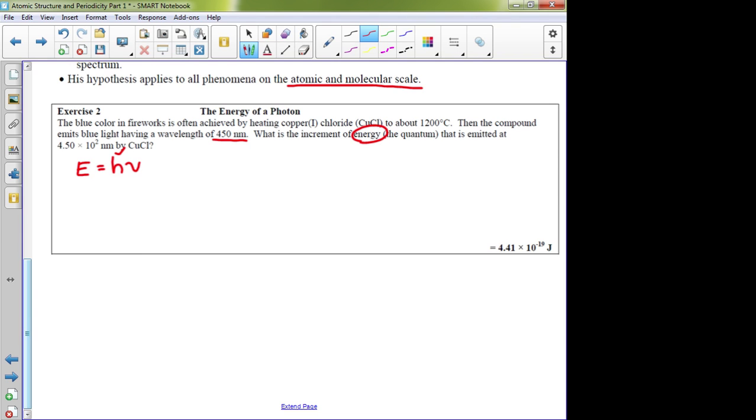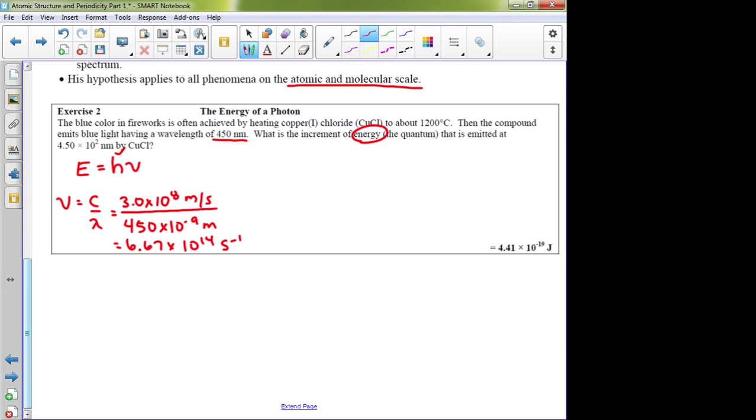I know that the frequency is equal to c over lambda. So that's equal to 3.0 times 10 to the 8 meters per second divided by my wavelength. I'm just going to do 450 times 10 to the negative 9 meters. I put that in my calculator and I get 6.67 times 10 to the 14th seconds to the negative 1.